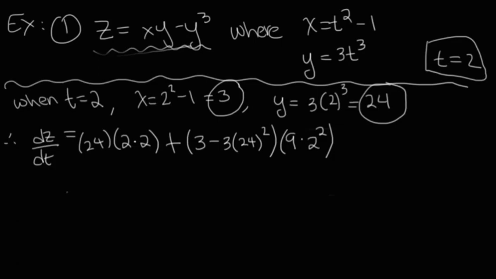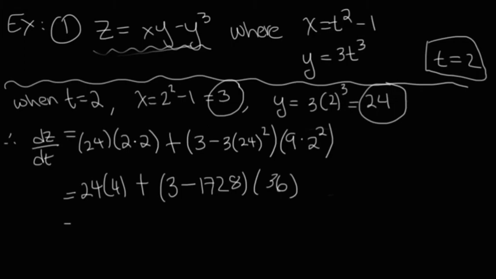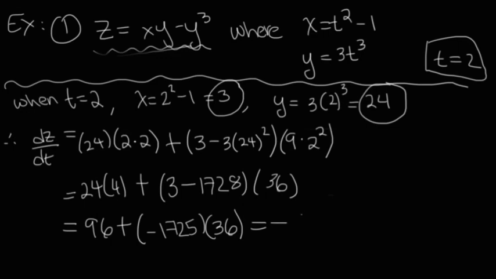All right, so continuing on, so basically here I'm going to get 24 times 4, and then plus, now it's going to be 3 minus, okay, 24 squared times 3, I'm going to get 1728 here. Okay, and then times 9 times 2 squared, that's 9 times 4, which is 36. So continuing on. Alrighty, so here we get 96 plus, and then 3 minus 1728 is minus 1725 times 36. And this is equal to minus 62004, and there's the answer.